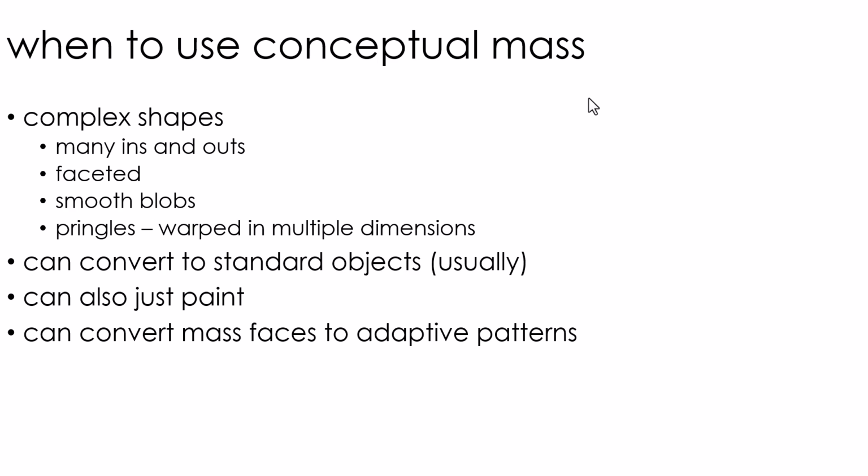Everybody loves blobitecture, or something like a Pringle, something which is warped in multiple dimensions. Well, that's going to be really hard to create using those swept blends. I mean, basically impossible. But there are some tools within conceptual massing which are super helpful. And sometimes you just want to paint it, like if you want an unusual shape for, I don't know, tapered columns or something like that. You can just mask that puppy right in your conceptual massing environment. Just paint it and you're done. You don't need to convert it to columns. We're not doing contract documents or anything here.